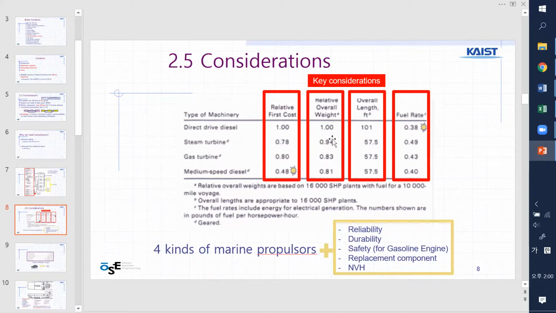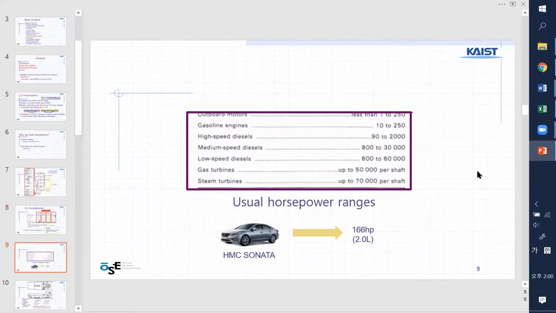Overall weight is also big in the direct big diesel engine. Length is also big, but the fuel rate is very low. That's why big ships use big diesel engines, especially because they can use very low grade fuels. And propulsion, reliability, durability, safety, like that.